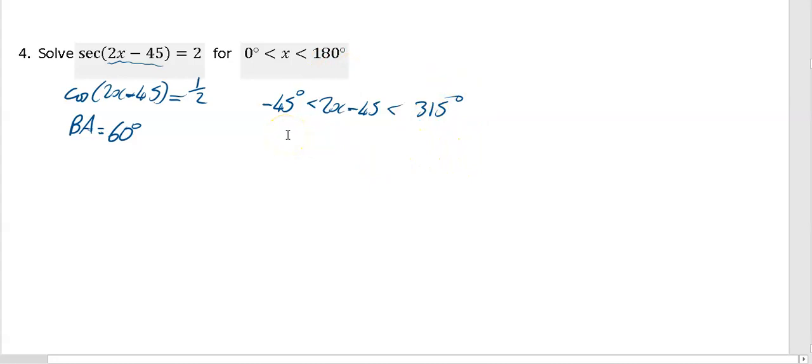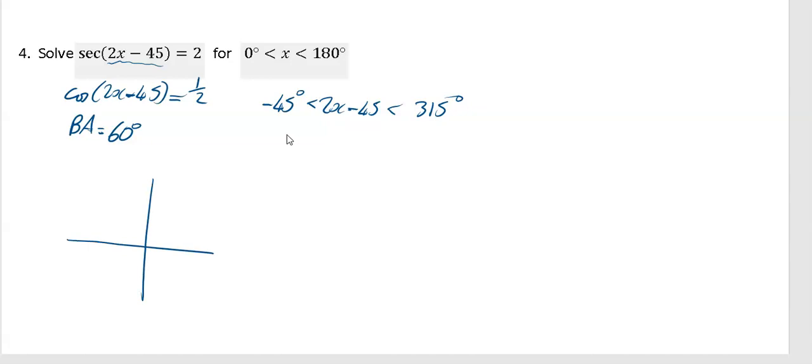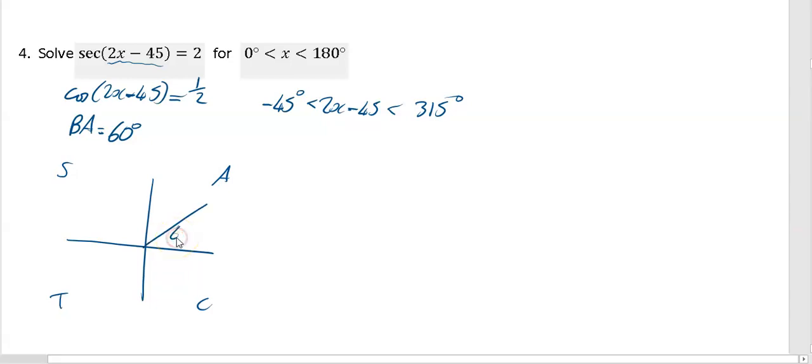So now we want to go and draw your CAST diagram, and I definitely would not want to be putting anything onto the axes here. Just mark on your CAST. Our angle was 60 degrees. Cos is positive, so it goes in here. Oh, sorry, it goes in here, which is 60. And it goes in here, which is 60.